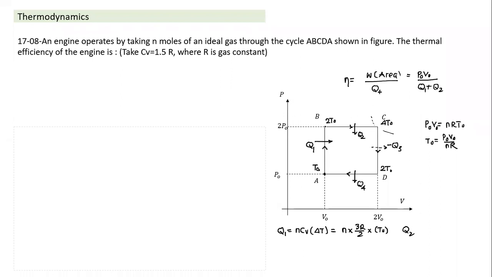Q2 is a constant pressure process, so I'll add n CP delta T. So I get Q1 and Q2, and this would be my efficiency. So for any process we can calculate efficiency. Work done is the area enclosed by the cyclic process. And to find the denominator, we need to identify the processes where the Q value is positive, and we take only the positive terms, the input.